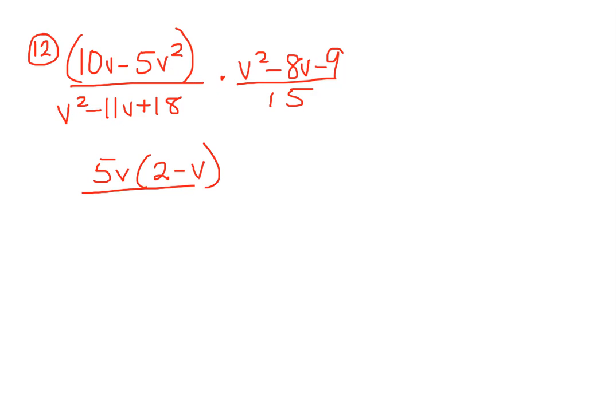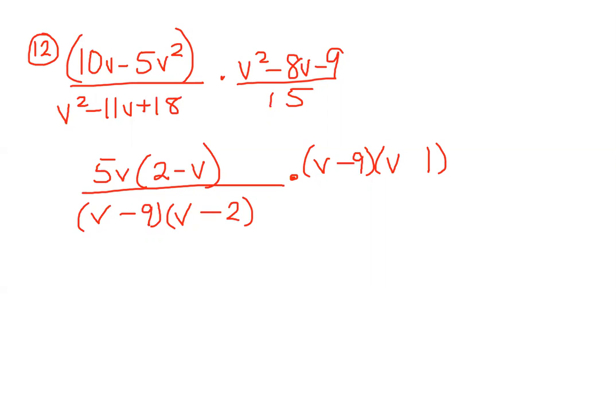The denominator here, what multiplies to give you 18 and adds to give you -11, that's going to be 9 and 2, and they're both going to be negative. Right up here, what multiplies to give you -9 and adds to give you -8, that's going to be a 9 and a 1, and the 9 is going to be negative, and the 1 is going to be positive, and we've got a 15 on the bottom. Can't do anything with that. So now let's start crossing stuff off. V minus 9, v minus 9. 5 goes into there once, 5 goes into 15 3 times.